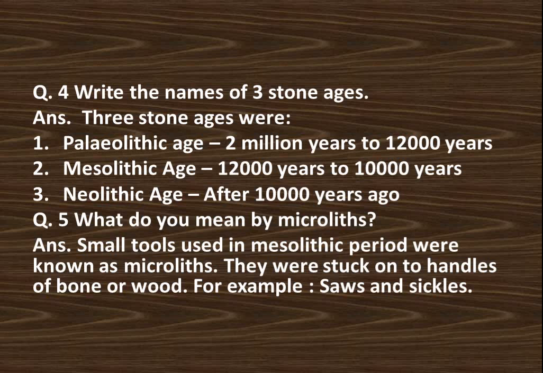The last question was, what do you mean by microliths? Micro means small, lith means stones. So small tools used in Mesolithic period were known as microliths. As we had seen one picture also in which the size of the stone was decreasing and they were becoming sharper. They were stuck to handles even of bones or wood. Means some of those tools had handles on them, for example, saws and sickles.